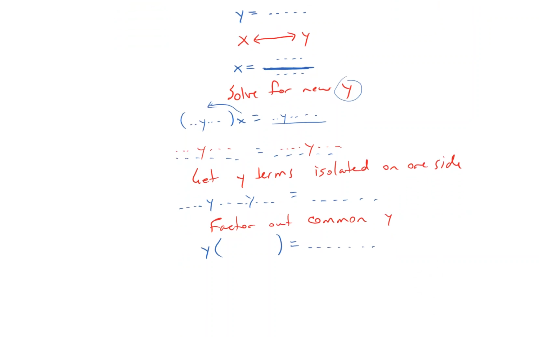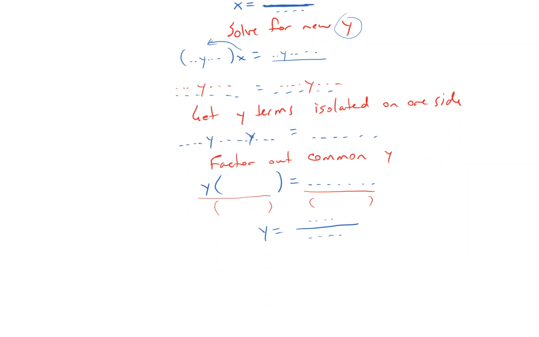And finally, now that you've got the multiple y's down to a single y, you just divide both sides by whatever's in the parentheses here. And you'll end up with y equals some fraction. Okay? The last part is to rewrite y, because this new y, remember, represents g inverse of x. So rewrite that as a function, and the fraction here is your final answer.